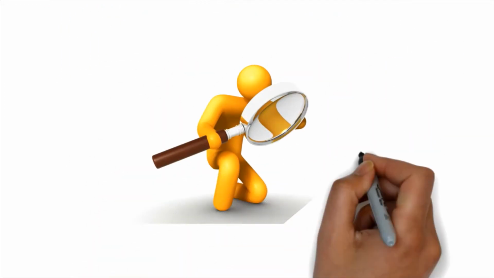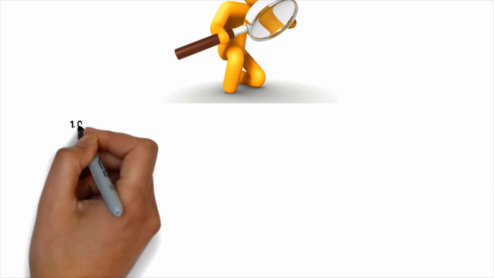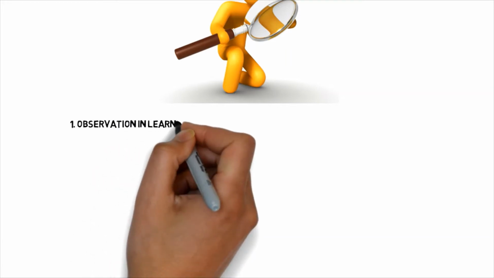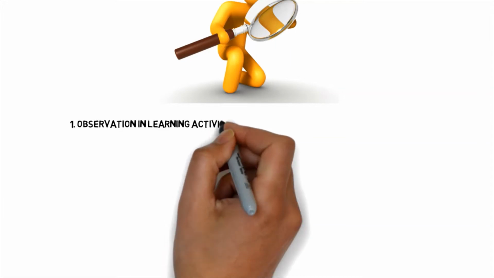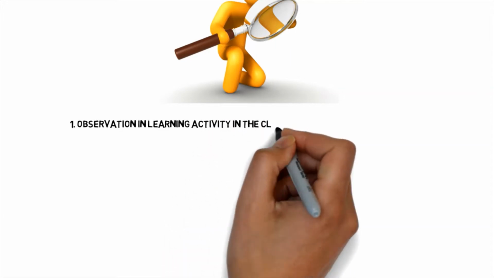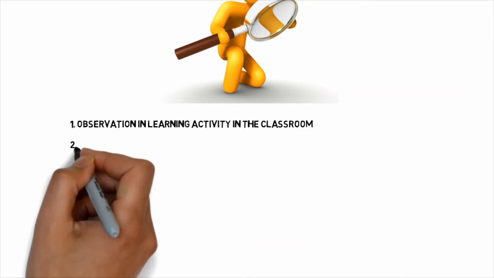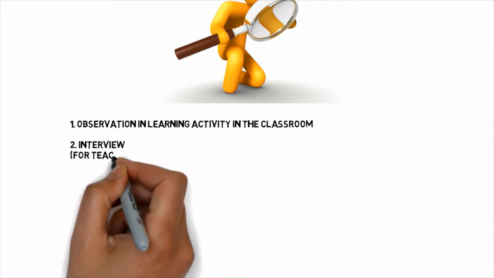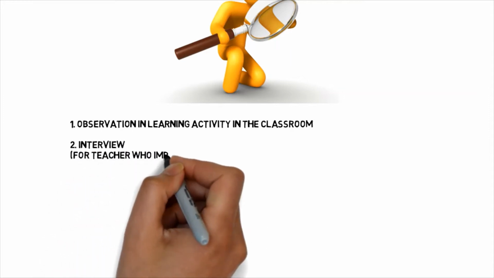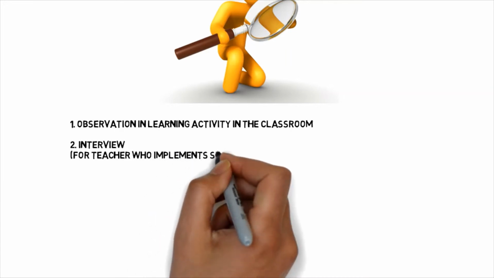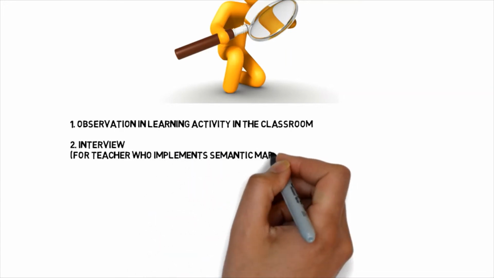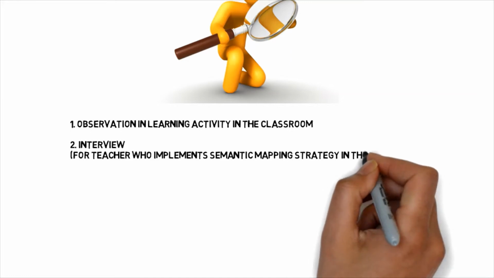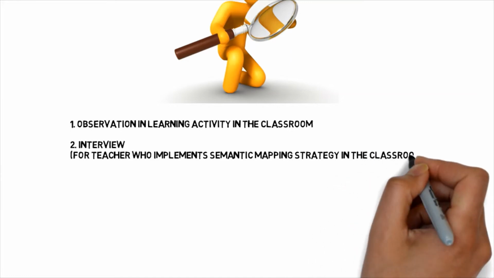The data and source of data. The first one is observation. The researcher will observe the condition of the students in several classrooms which apply semantic mapping strategy in teaching and learning activity. It consists of students' habits in the classroom, the atmosphere of the classroom, and other categories related to this research. And the second is interview. The researcher will interview the teacher who implements semantic mapping in her or his class about how the implementation of semantic mapping strategy goes and the impacts of it.